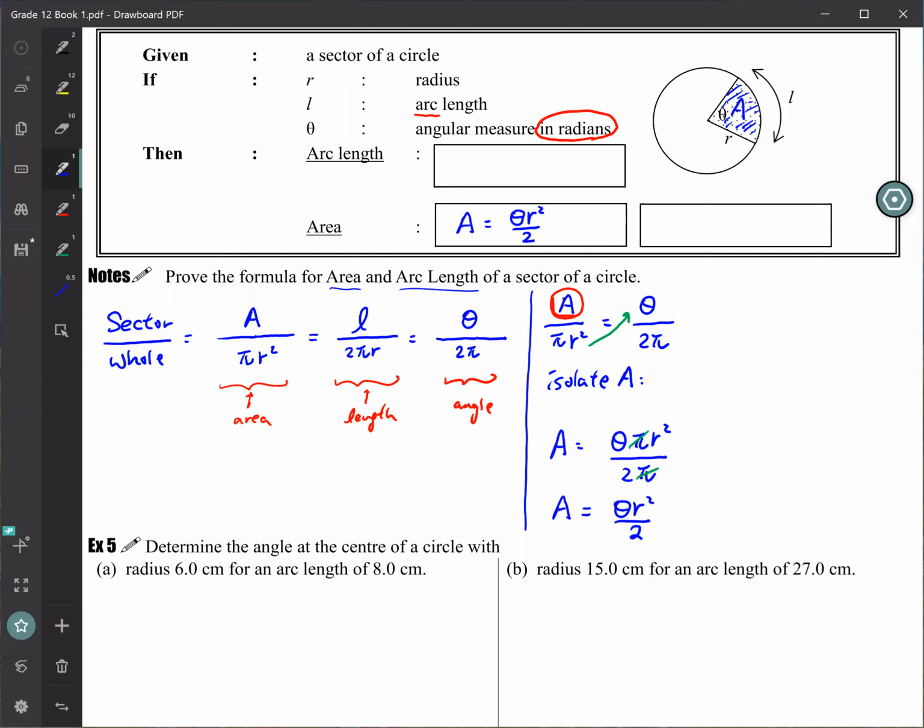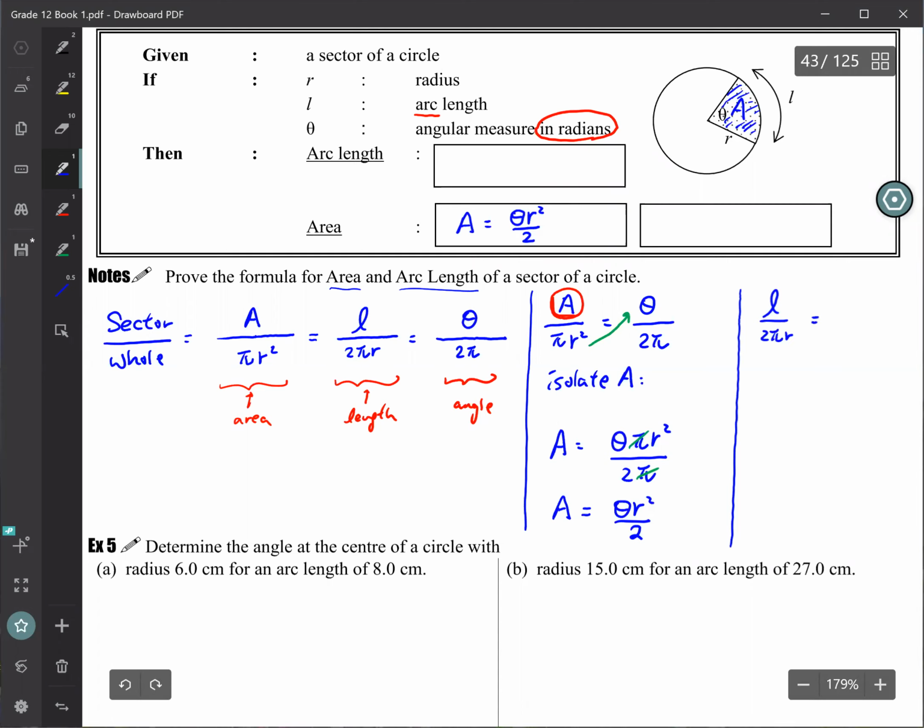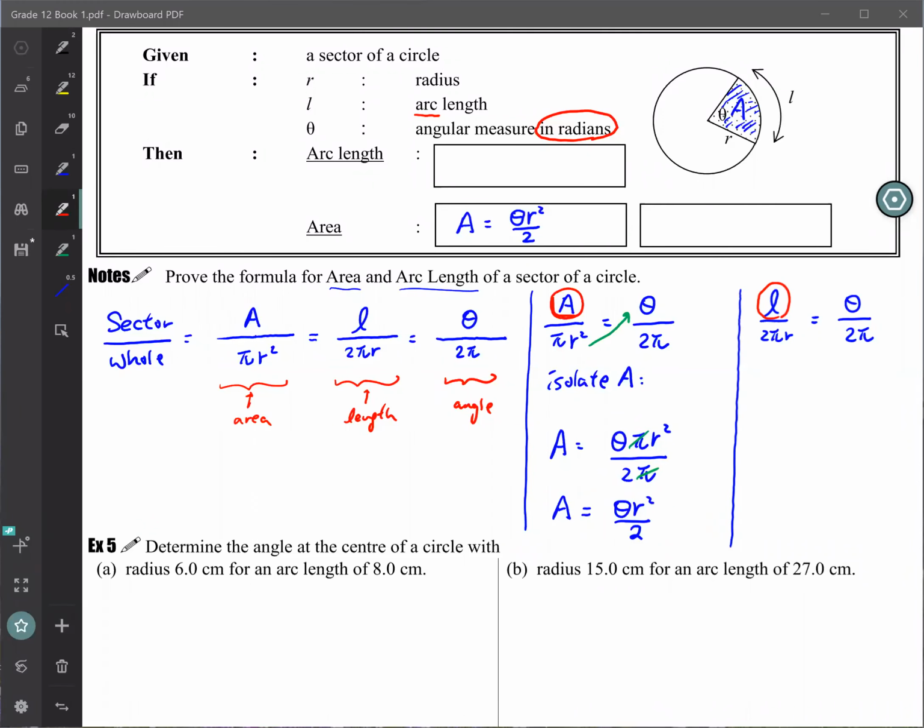Okay, now the next one we're going to isolate is between the last two, right? The length and the angle. We're gonna put them together. So let's draw a line here. L over 2 pi r equals theta over 2 pi. So same thing, we are going to isolate the L. Okay, L represents the arc length, right? The outside distance of the pizza. Okay, so please raise your hand once you isolate the L.